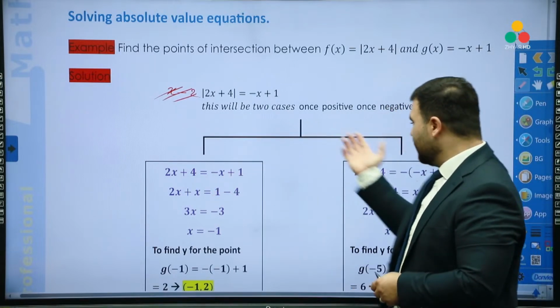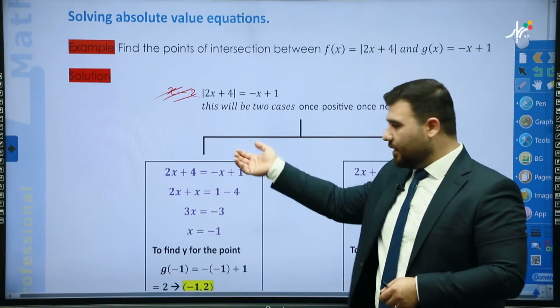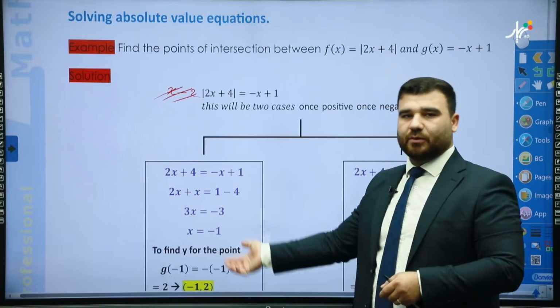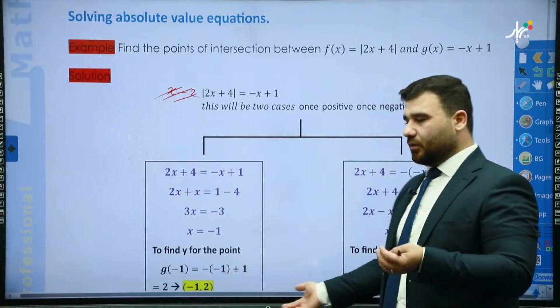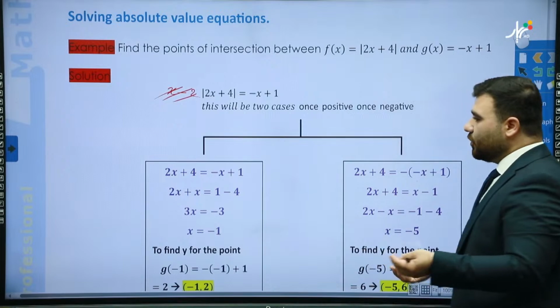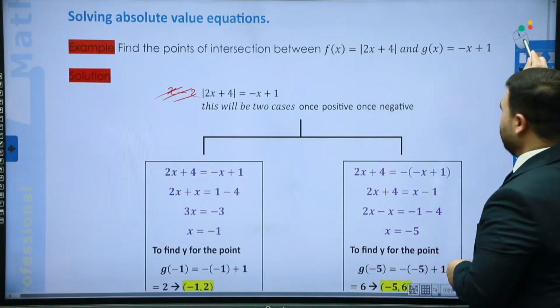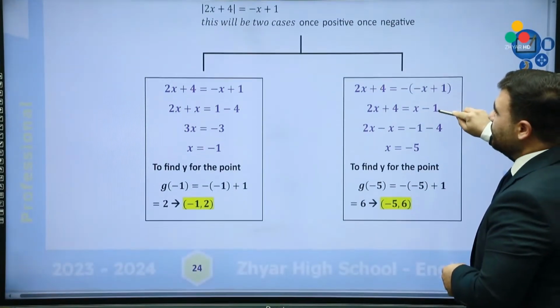Now I have two separate equations to solve. I solve each one separately. From each one I get one answer or two answers or no point of intersection. It's fine. Now let's continue.